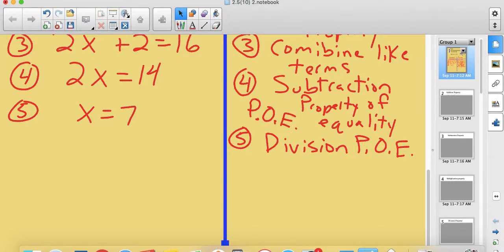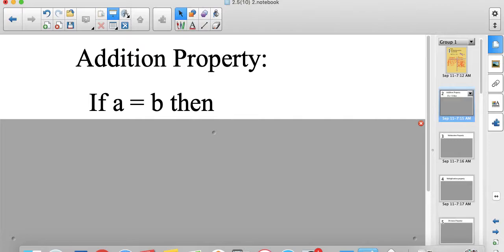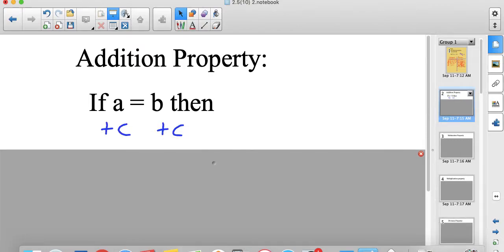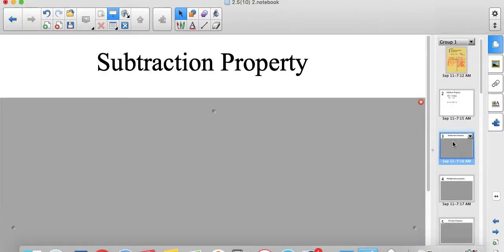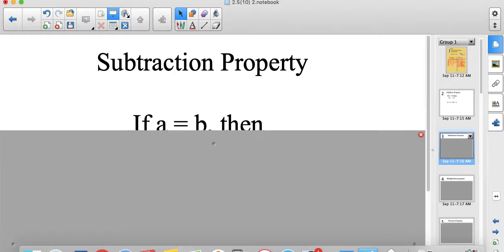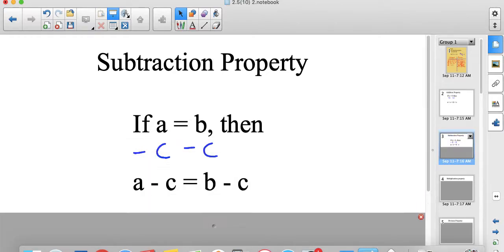Ultimately, there are 5 what they call properties of an equality. That's what we're going to start with here today. There's your addition property of an equality. That says you can add the same thing to both sides of an equation. So if 2 things are equal, if I add the same thing to each side, the result will also be equal. Your subtraction property says that if 2 things are equal to start, if I subtract the same thing from each side, then the result will also be equal.